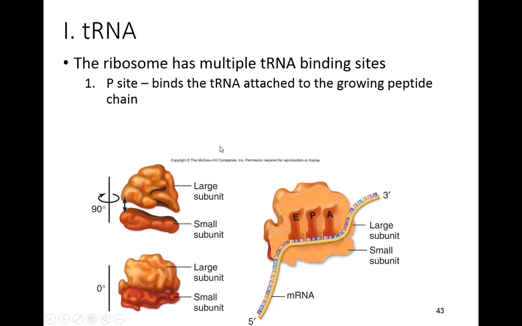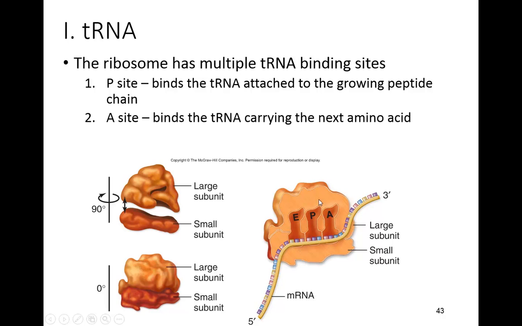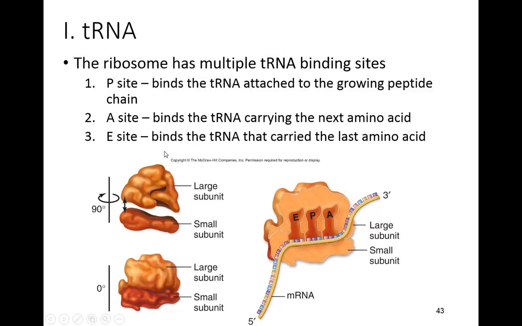Okay, there are a few binding sites. The P site is the part in the ribosome which attaches the growing peptide chain. So that's where the next amino acid is going to bind to. The A site carries the next amino acid, and the E site is where the tRNA exits.